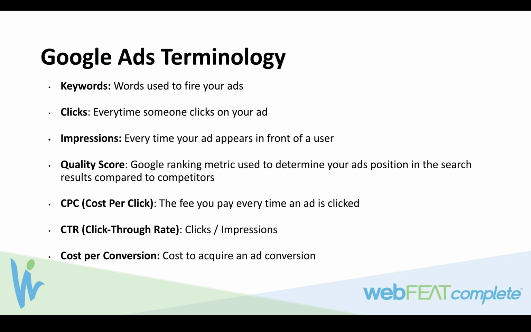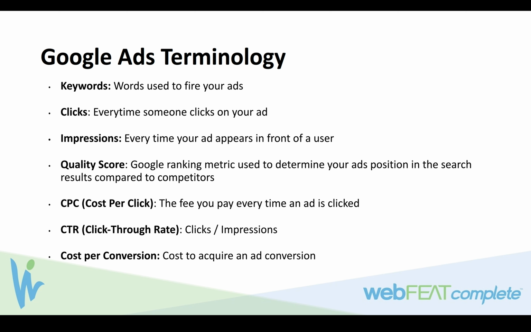So some Google Ads terminology. Keywords, which you're probably familiar with, are the words used to fire your ads and the words you're bidding on for your ads to show. Clicks, every time someone clicks on your ad, it's pretty self-explanatory. Impressions are basically what happens before a click. It's every time your ad appears in front of someone before they actually interact with it.